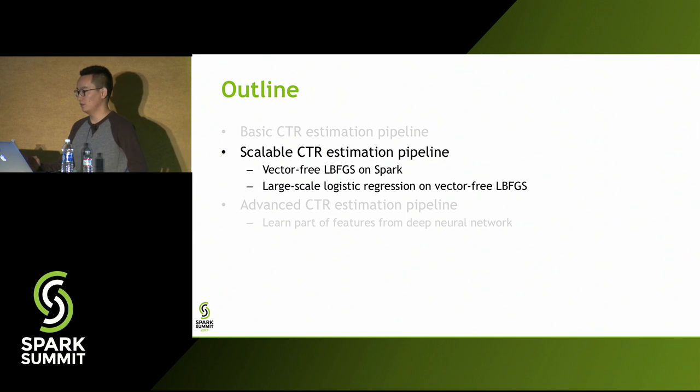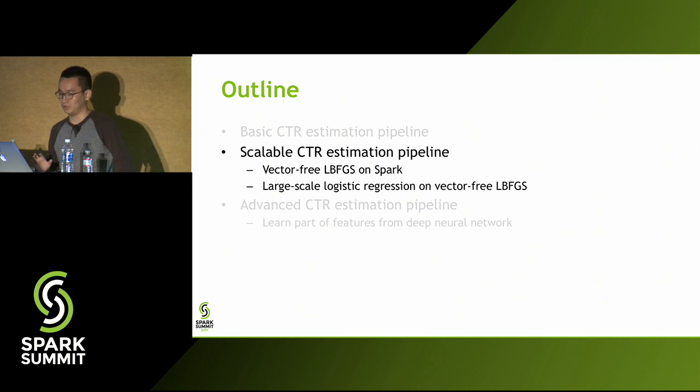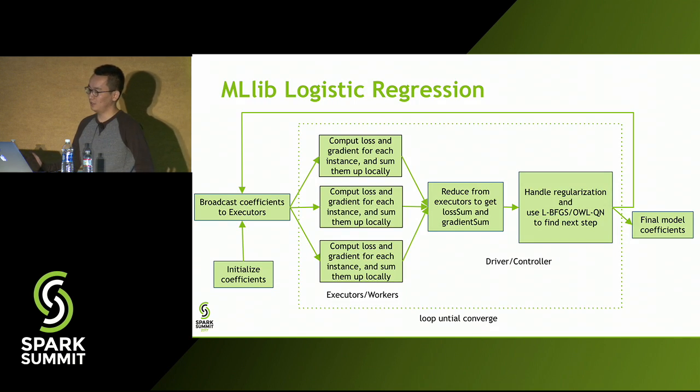The following part is a major contribution of our work. We have implemented vector-free L-BFGS as a general and fully distributed optimizer on Spark, and some linear models based on the optimizer. So let's first have a look at the bottleneck of current MLlib logistic regression, why it can't scale to billions of parameters. This is the workflow of current MLlib logistic regression. In each iteration, we start with broadcasting coefficients to executors, and then compute the loss and gradient in parallel in all executors, and reduce them to get the loss sum and gradient sum in the driver. And then we use Breeze L-BFGS to solve the optimization problem in the driver, that is, find the next direction by estimating the inverse Hessian matrix.